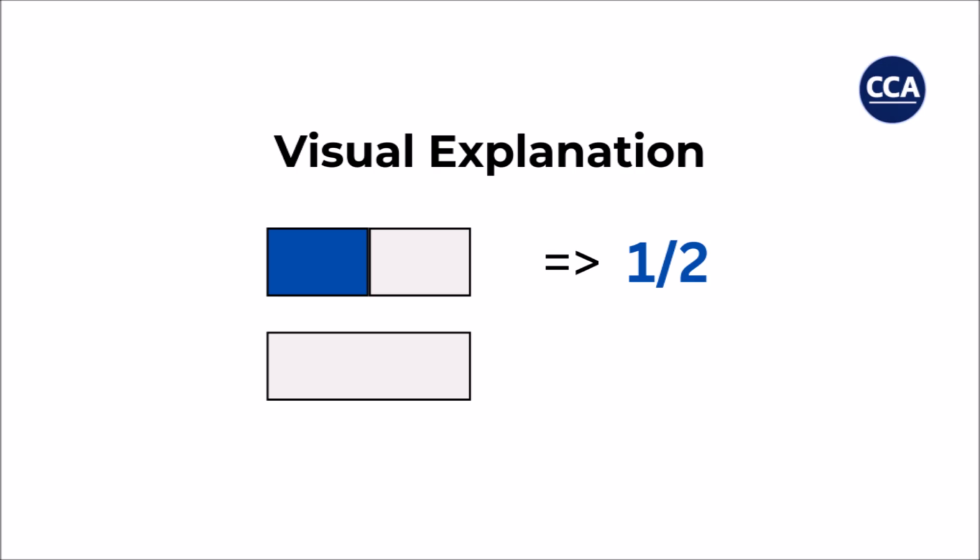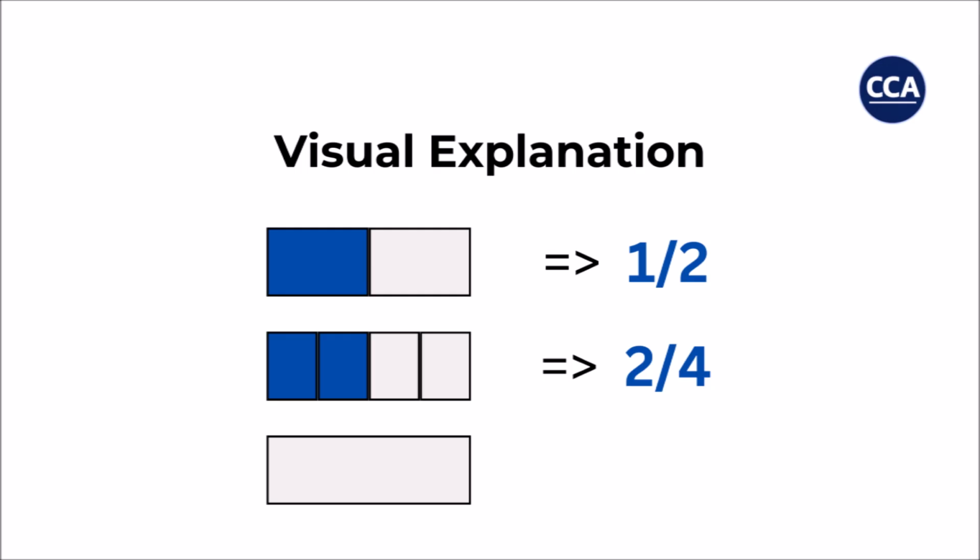Now take the same rectangle again. This time divide it into 4 equal parts. Shade 2 parts. That represents 2 over 4. And now take the same rectangle one more time. But this time divide it into 6 equal parts. Shade 3 parts. That represents 3 over 6.